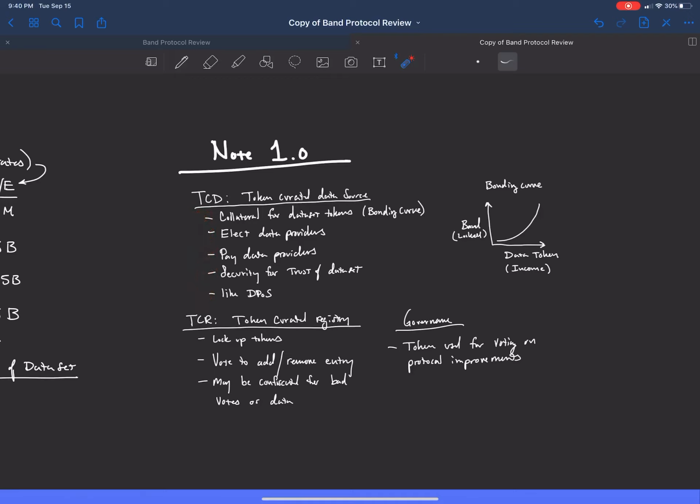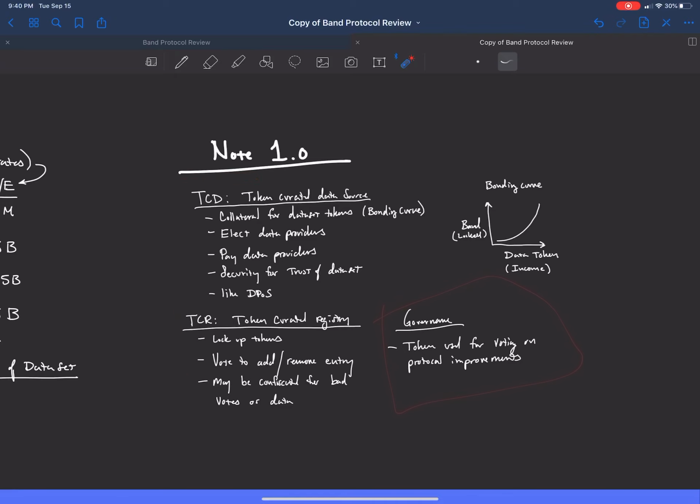You also have the token curated registry, where they lock up tokens for the data set. Token holders can vote to add or remove a data set, and the tokens you put up for a data set can be taken away from either those who vote against it or those who vote for it. So there's a huge desire to vote in an honest manner for the thing that you think is going to win. And that's a protection mechanism. So you can see the Band token is used for all of this.